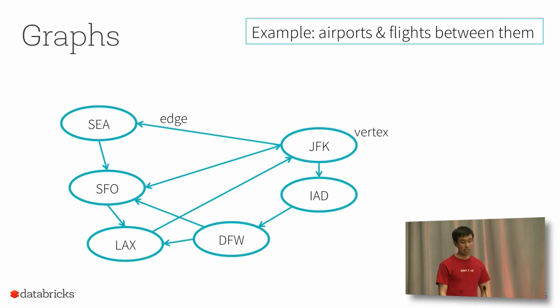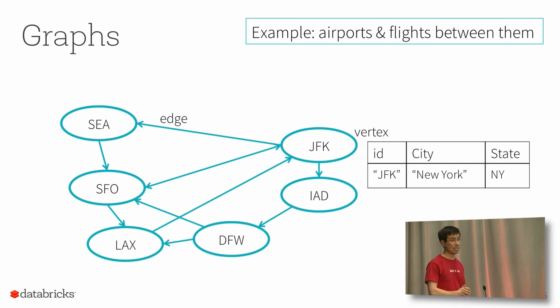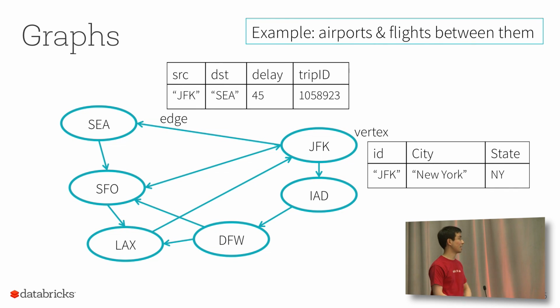And also importantly, we can associate data with the various vertices and edges. For example, JFK might have other data such as city, New York, and state, New York, associated with it. An edge might be associated in our example data set with a particular trip or flight. In this case, from JFK to Seattle, with maybe a delay of 45 minutes and some trip ID assigned to it. So you can see how it creates a very nice intuitive structure, both for people to think about and for algorithms to structure computation and communication.